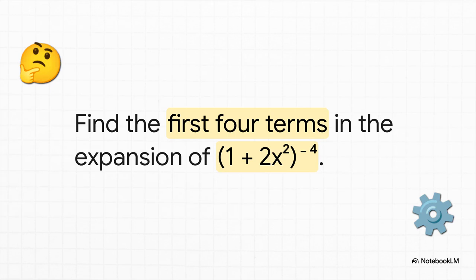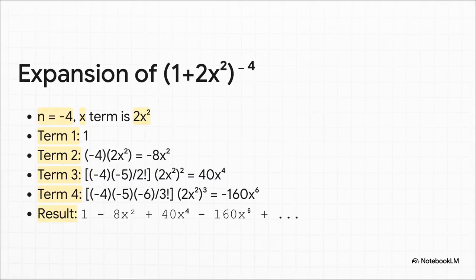All right, ready to level up a little? What if the term with x is a bit more complex? In this example, we're expanding (1 + 2x^2)^-4. The logic is exactly the same. Our n is -4, and this time the entire 2x^2 term is what we're going to substitute for x in our general formula. So the process is identical, but you really have to be extra careful here.